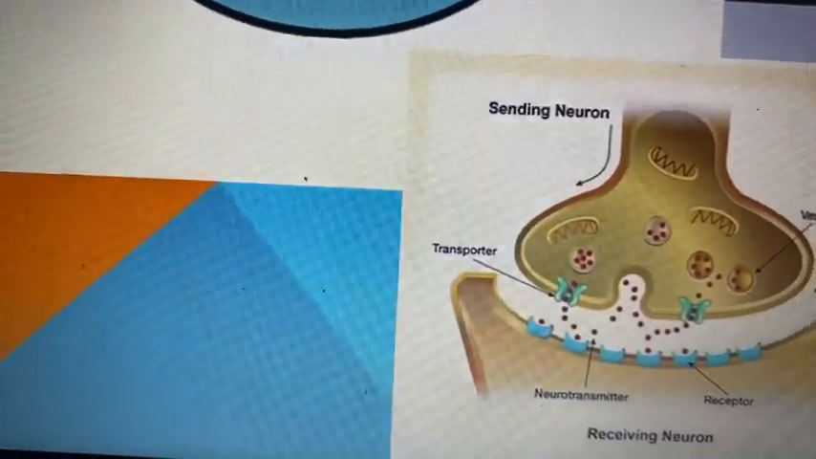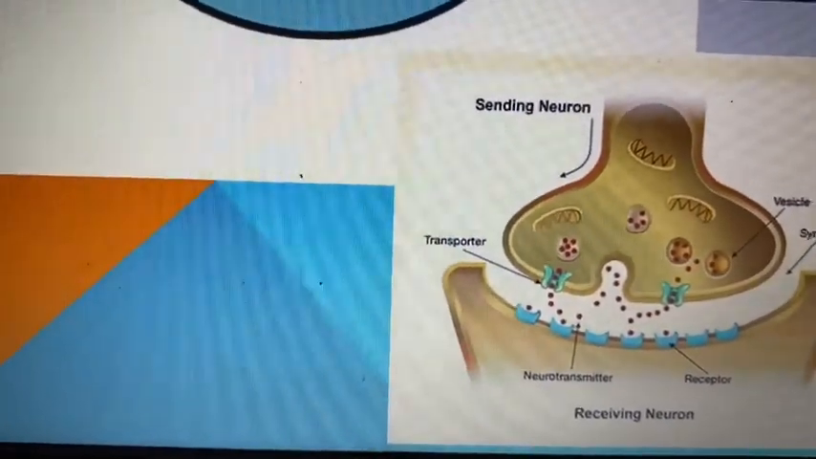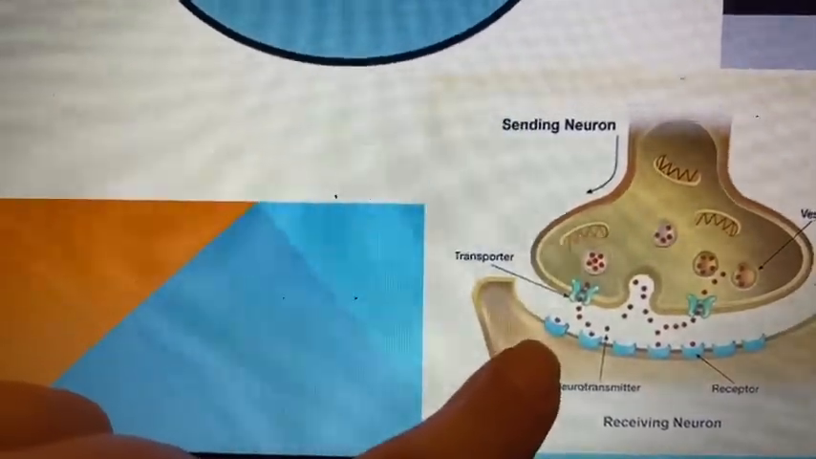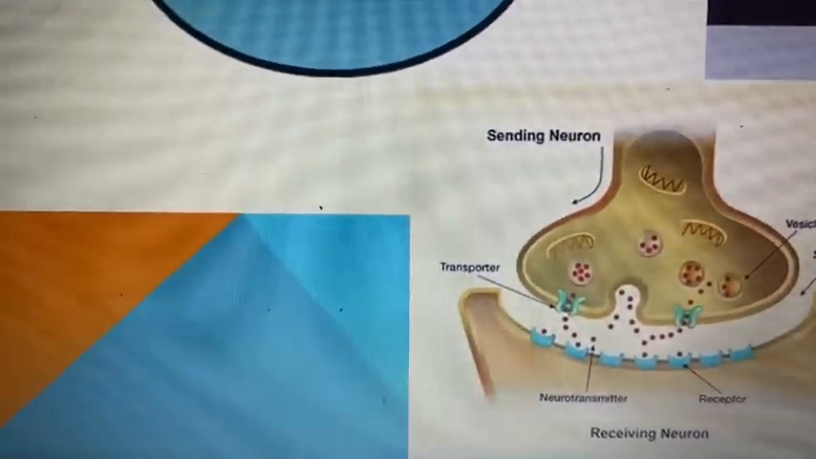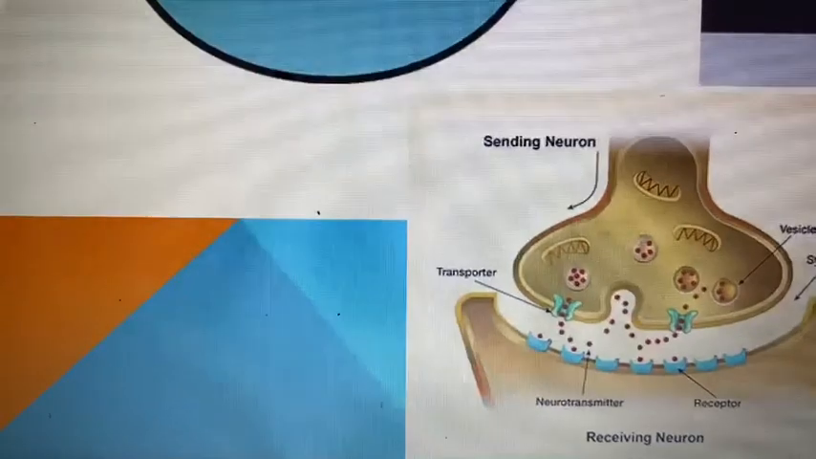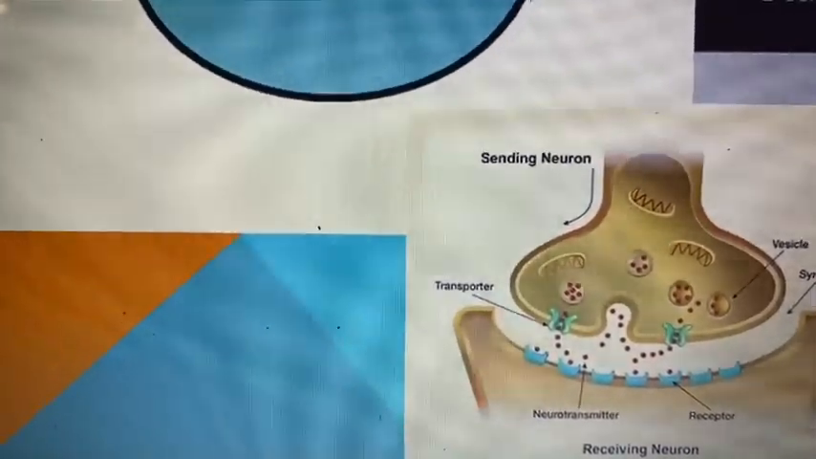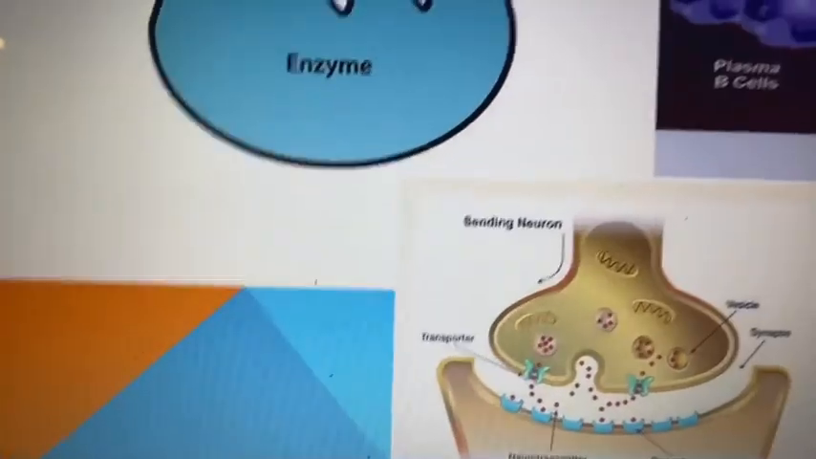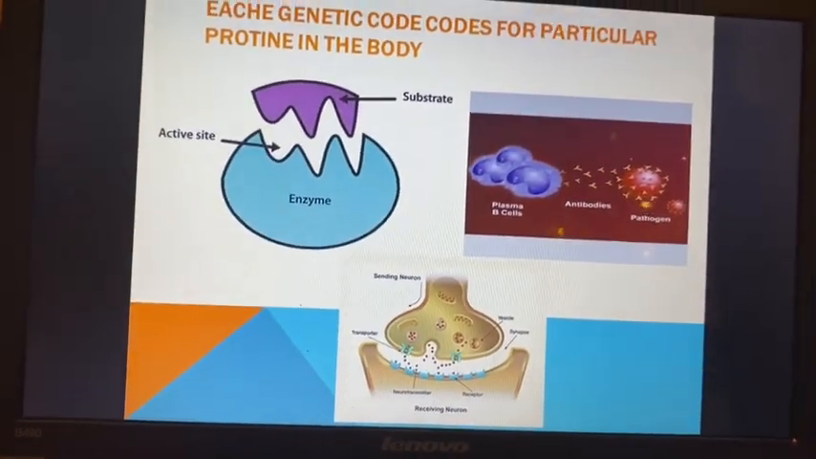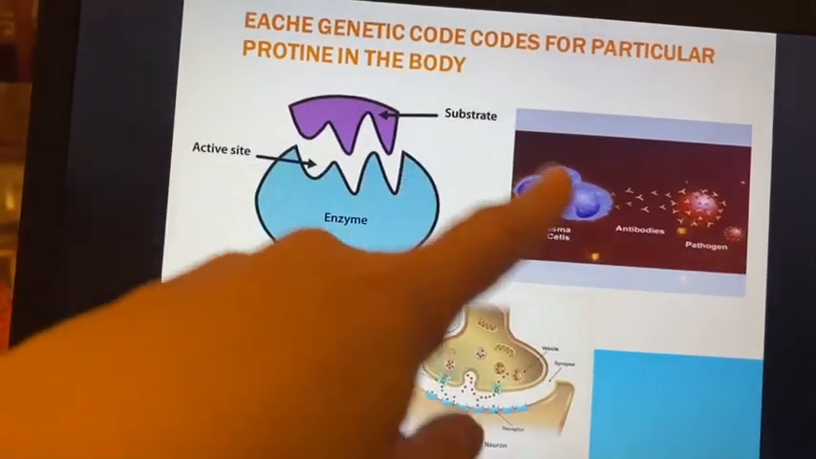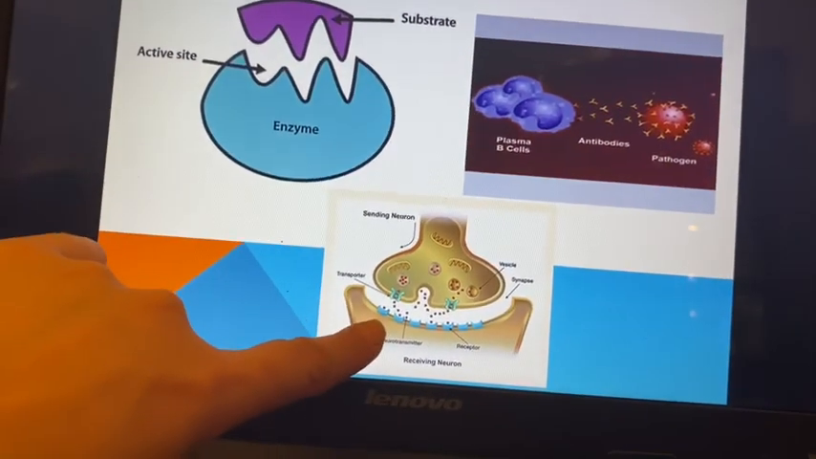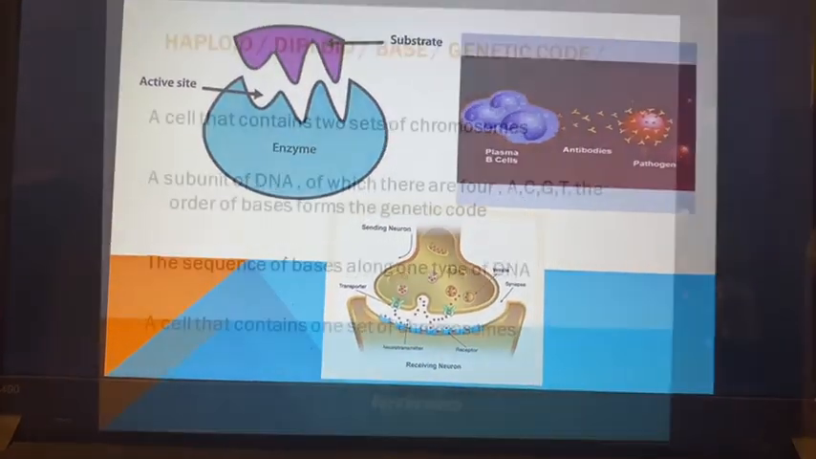Now these neurotransmitters, they have receptors in another cell. They have receptors to receive the neurotransmitters. These receptors are made up mainly from proteins, and these proteins are made by the genetic code of DNA. So your cell needs the genetic code to produce lots of proteins such as enzymes, antibodies, and the receptors of the neurotransmitters.